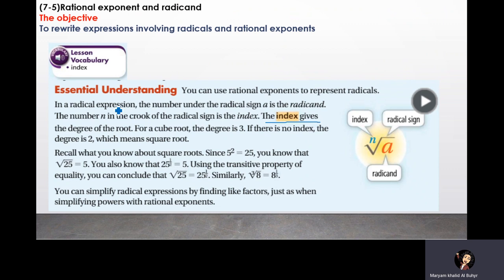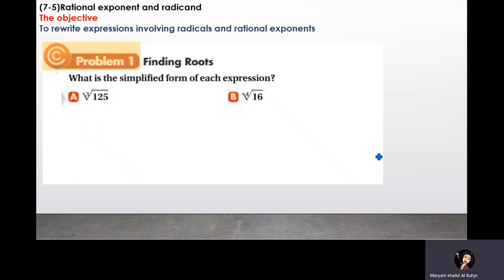So that's the idea. What is the meaning of the index? The index gives you the degree of the root, and that's what I was saying. So this is the index, we put it here. This is the radical sign. We can say also that this is the root. We also say this is the radicand, the number that I have inside. Let's move on and give you more exercises.